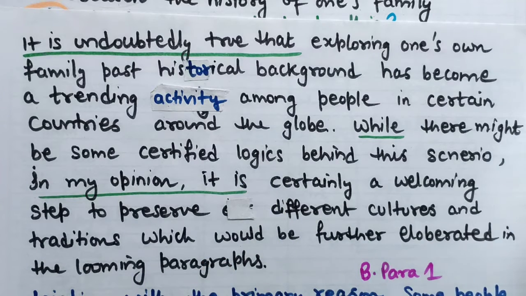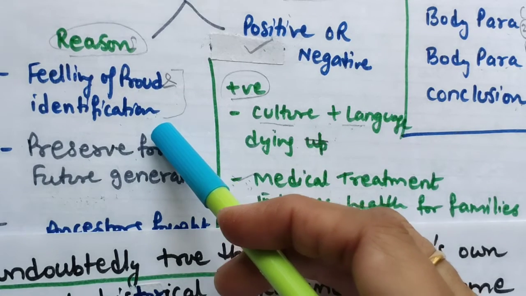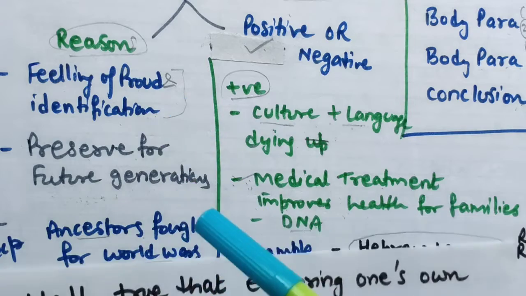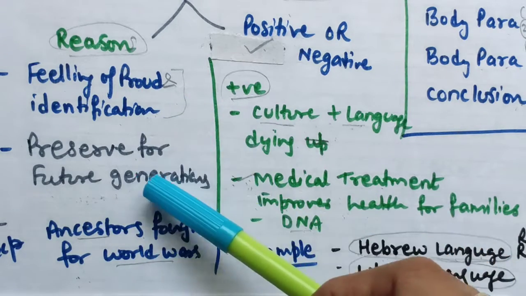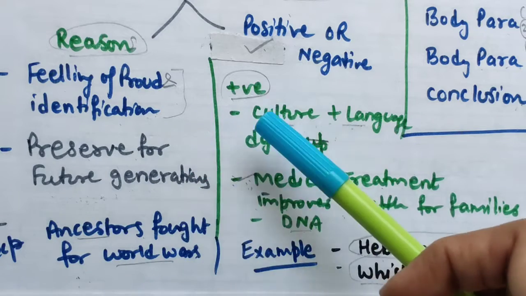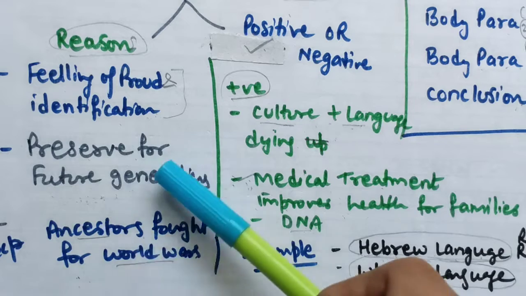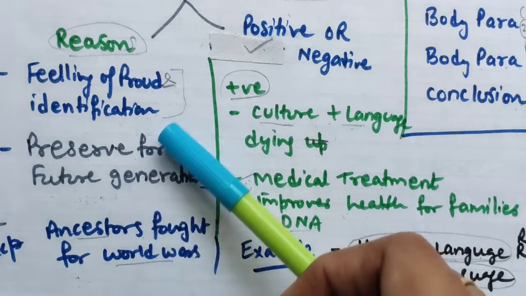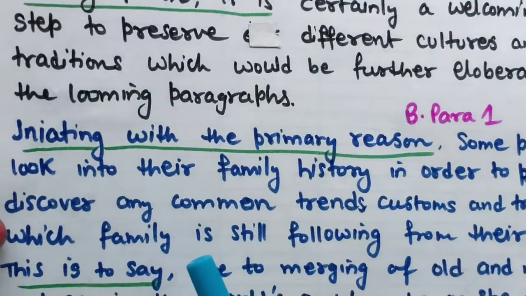Now coming to body paragraph 1. My first point: feeling of pride, identification and preserving for future generations. This is what we have framed here, just brainstorm. Sometimes while writing we deviate from the main point. That's why you have to look at your points. Examples can be changed, but the main point you should strictly follow, these brainstorm points. So the first point is here.